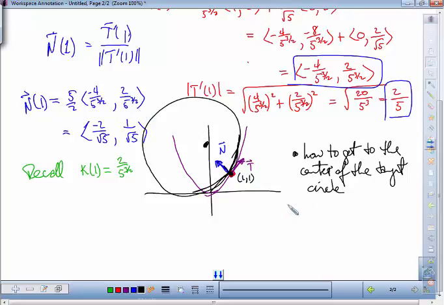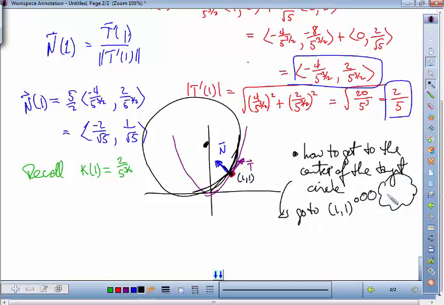So the point, go to 1, 1. That's R of 1. Go to that point 1, 1, then add the reciprocal of the curvature times your normal vector at 1.